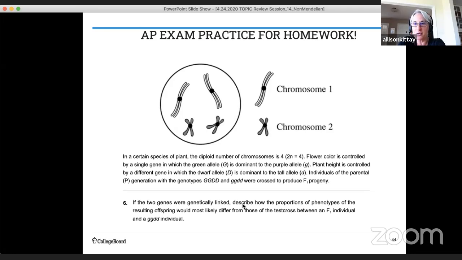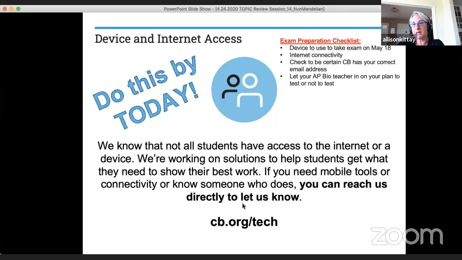Now here's your new question. If the 2 genes were genetically linked, describe how the proportions of the phenotypes of the resulting offspring would most likely differ from those of the test cross between an F1 individual and a homozygous recessive individual. Okay, so work that out. Basically, you're wanting to answer, how can you tell the difference between if genes are linked and not linked? All right, that is due on Monday because it's the weekend, and Ms. Pfizer will be with you on Monday to go over the answer to that.